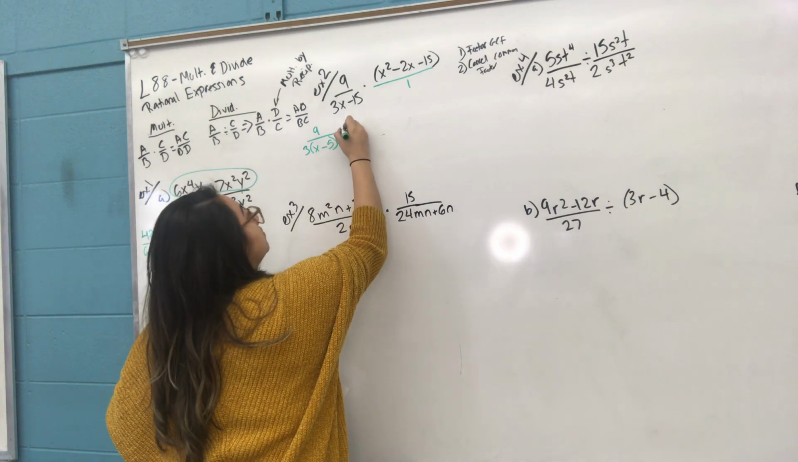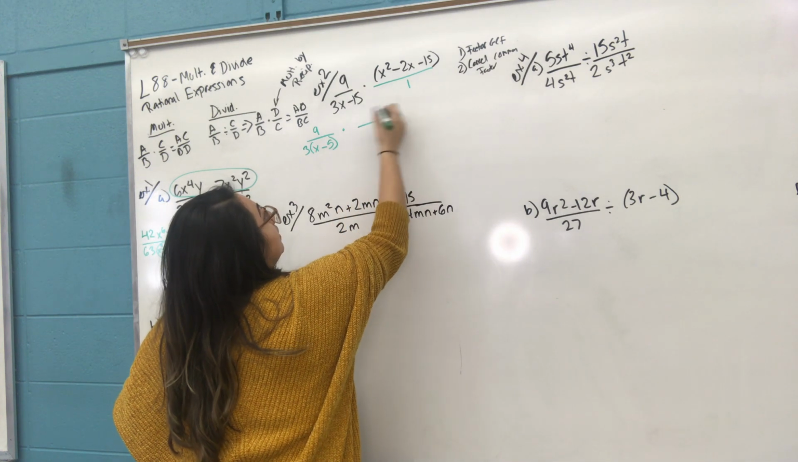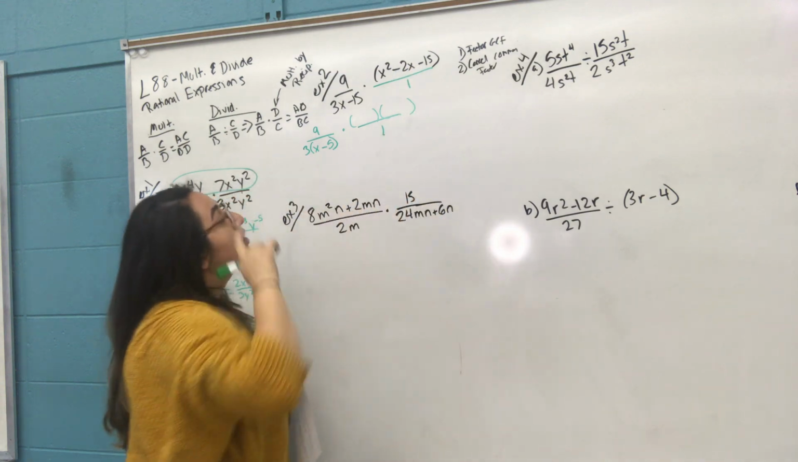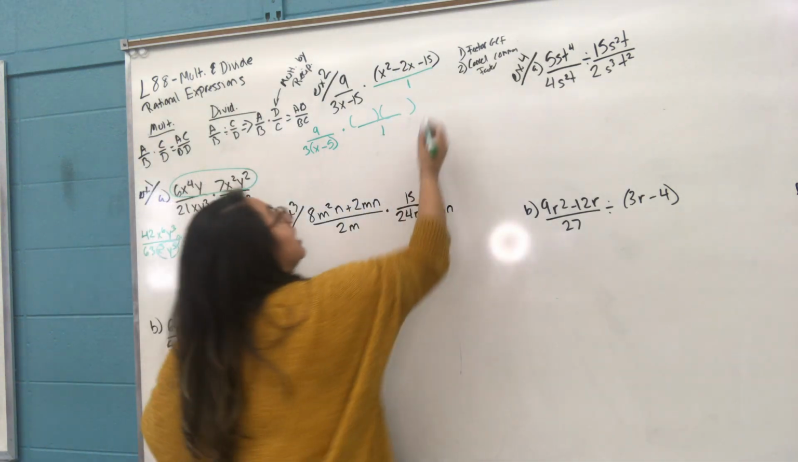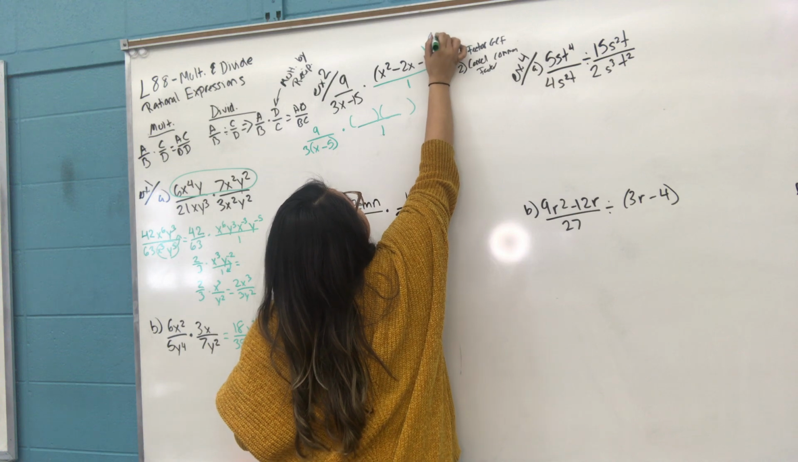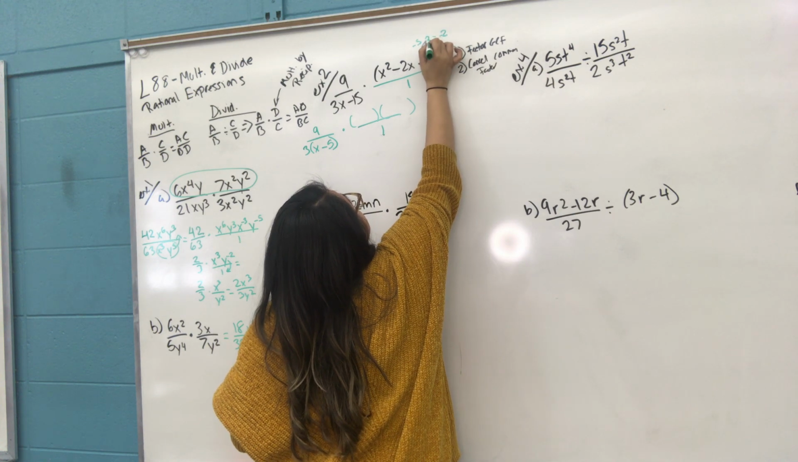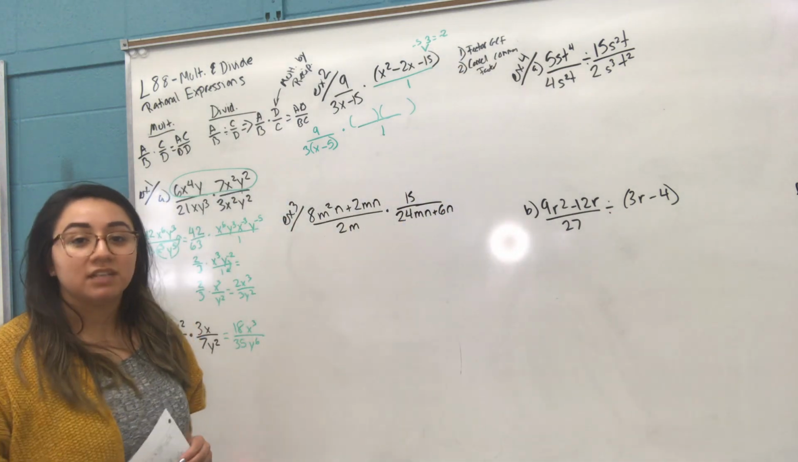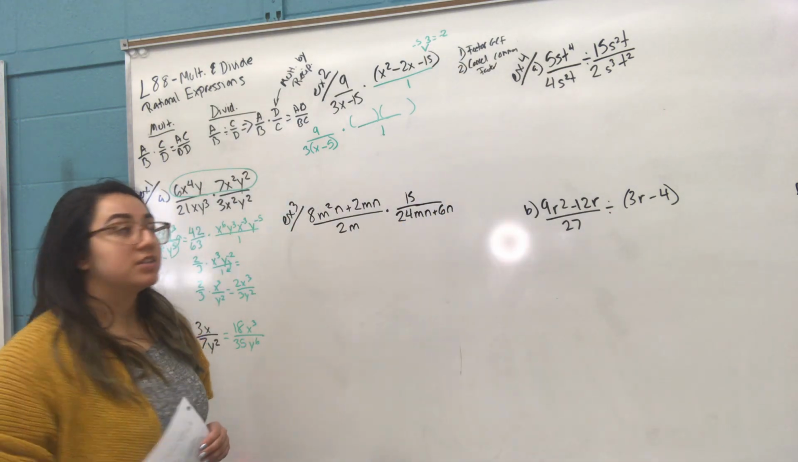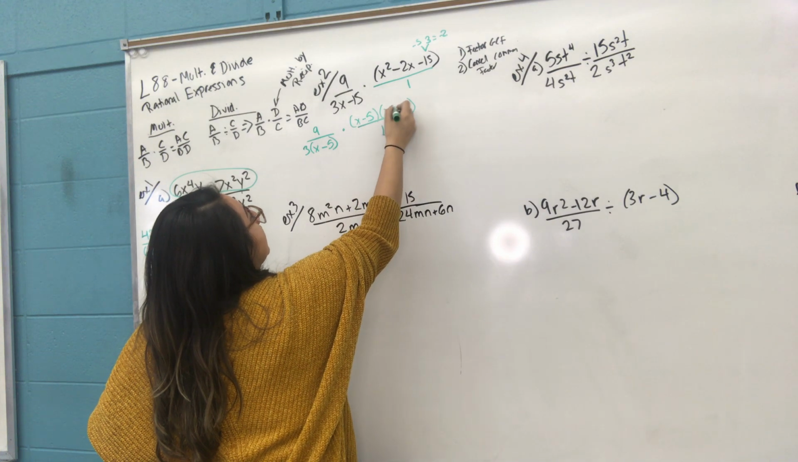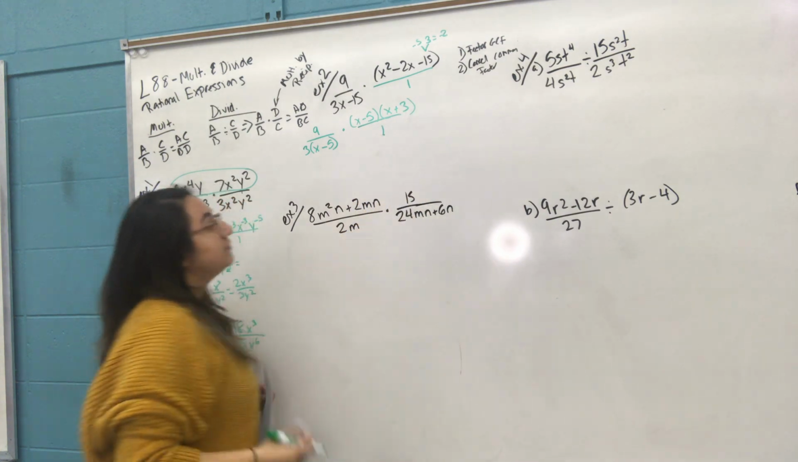Now the second one, it's multiplying. This is over 1. I'm going to factor this up here. So x squared minus 2x minus 15. I'm finding factors of negative 15 that equal negative 2. That would be negative 5 and positive 3. Negative 5 times 3 gives you negative 15, but when you add them together, you also get negative 2. So that means you have x minus 5 and x plus 3.